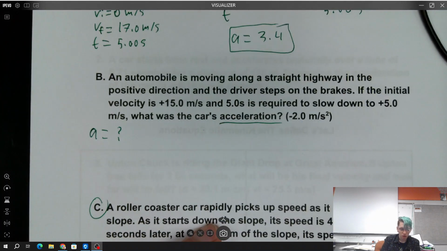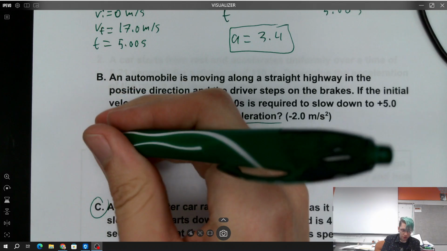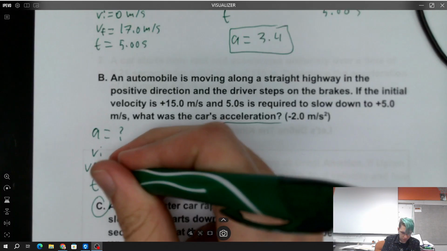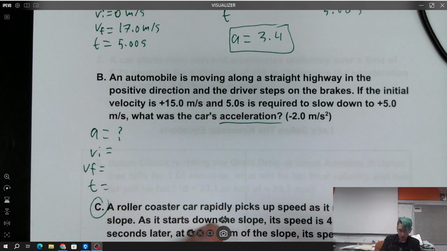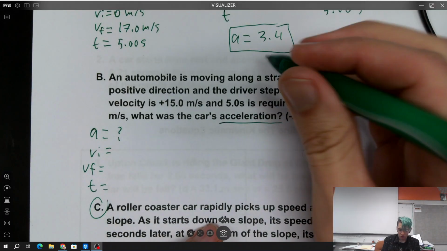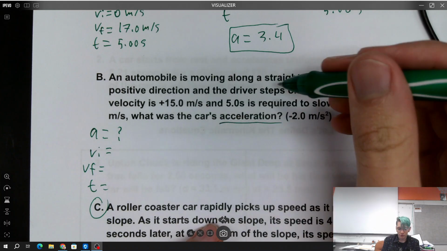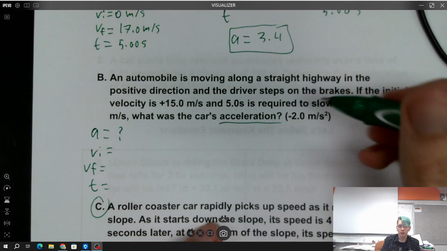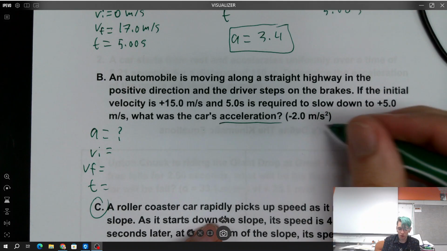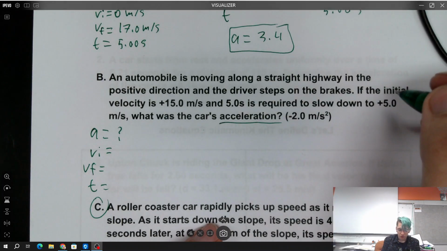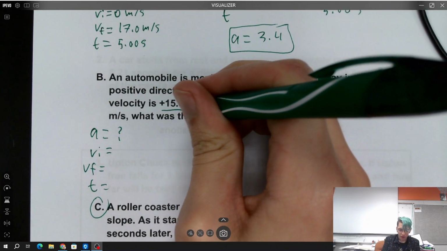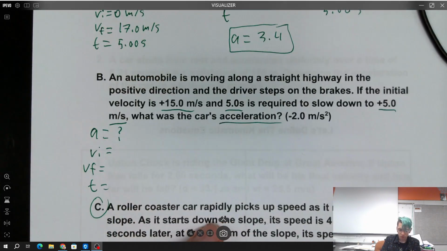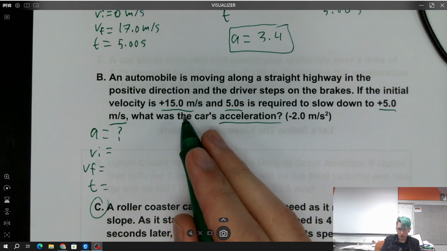Same one as last time. Then we need to have our initial velocity, final velocity, and we need to have our time. An automobile is moving along a straight highway in the positive direction, but the driver steps on the brakes. So if we're ever slowing down or decelerating, we have a negative acceleration, so we're going to get a negative acceleration from this. But let's talk about this again. The initial velocity is 15, and it takes 5 seconds to slow down to 5 meters per second. What is the car's acceleration?